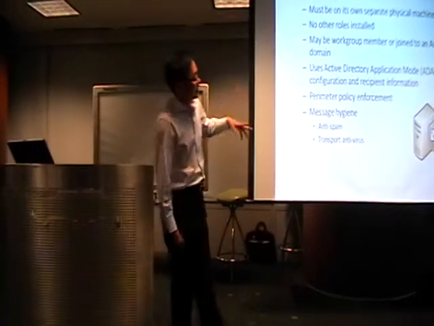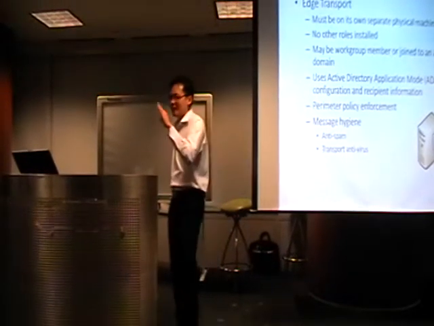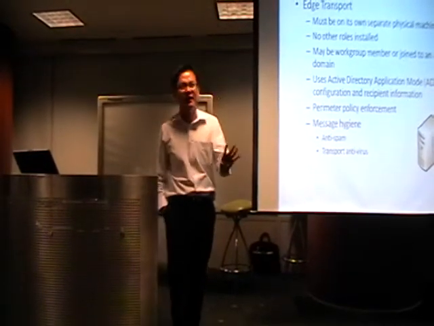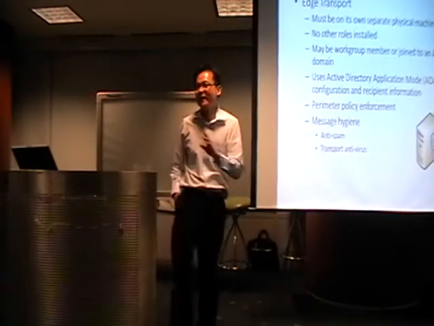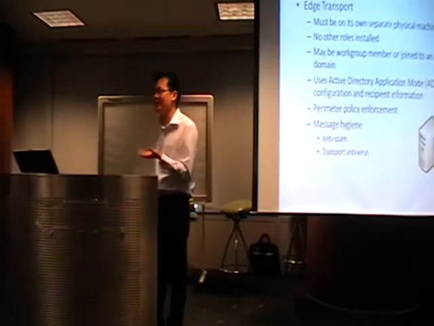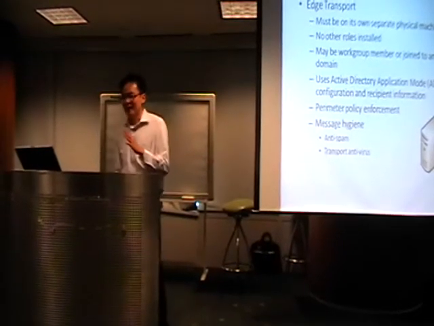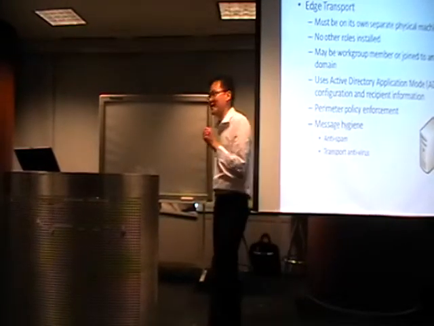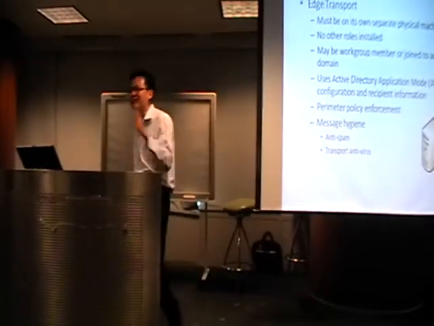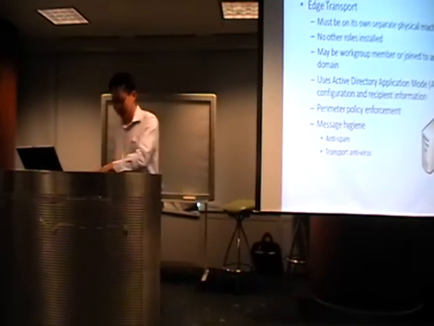So this is a little bit of info on the edge transport. Right? First of all, the edge transport is a standalone server. It cannot join the AD. You have to be in a workgroup with no other roles installed. When you deploy it as an edge transport, it's only edge. Right? Of course, you can join it to AD, but for security reasons, you would never recommend joining your edge transport to the AD. Right?